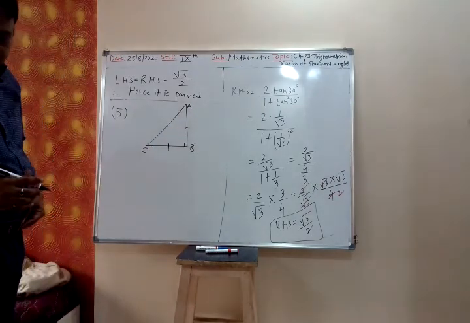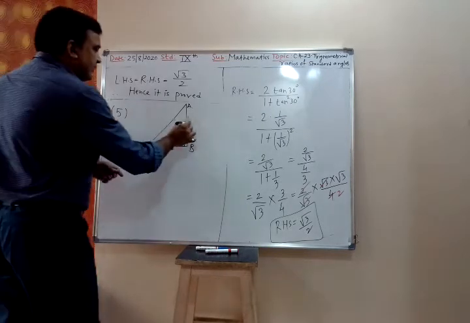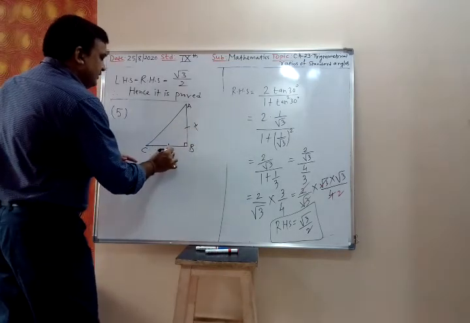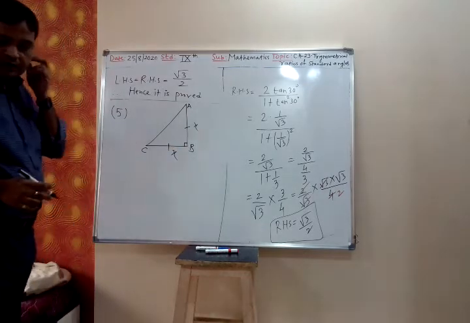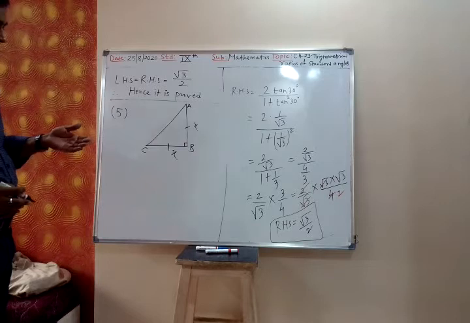Find the value of this side. AB is equal to BC. AB is equal to x. BC is equal to x. Find the trigonometrical ratios sin 45, cos 45, tan 45.